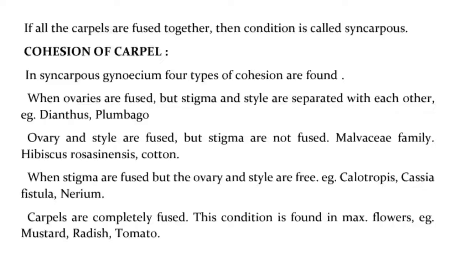Cohesion of carpels. In syncarpous gynoecium, 4 types of cohesion are found. When ovaries are fused, but stigma and style are separated from each other, e.g. Dianthus, plumbago. Ovary and style are fused, but stigmas are not fused, e.g. Malvaceae family, Hibiscus rosa-sinensis, cotton. When stigmas are fused but the ovary and style are free, e.g. calotropis, cassia fistula, nerium. Carpels are completely fused. This condition is found in most flowers, e.g. mustard, radish, tomato.